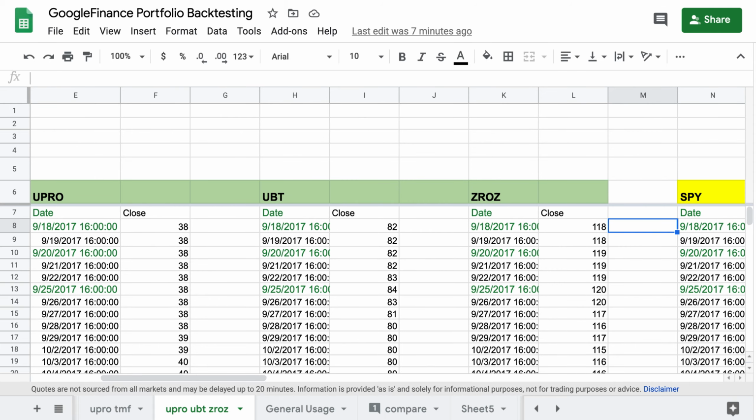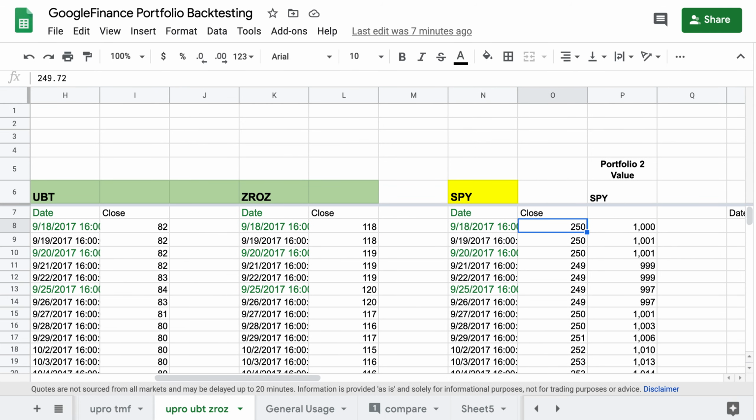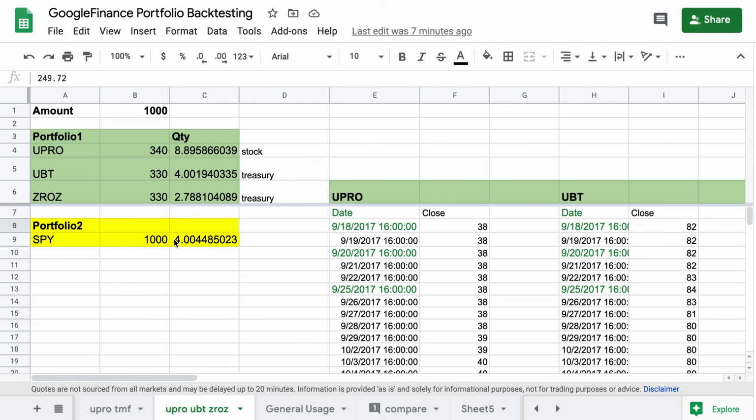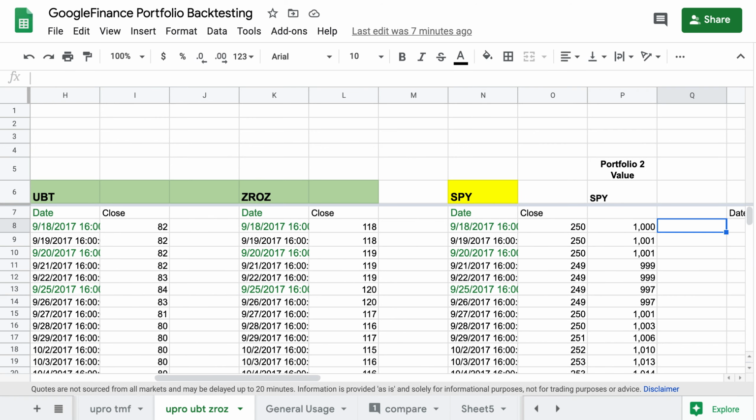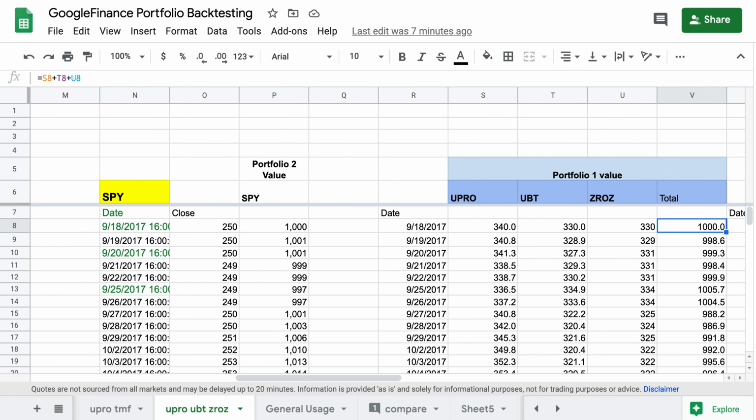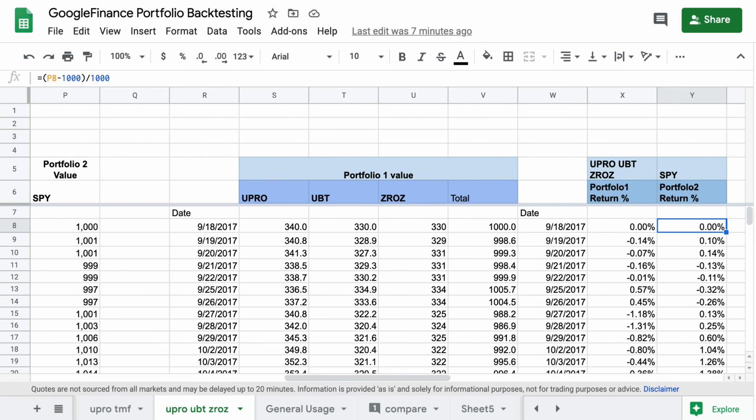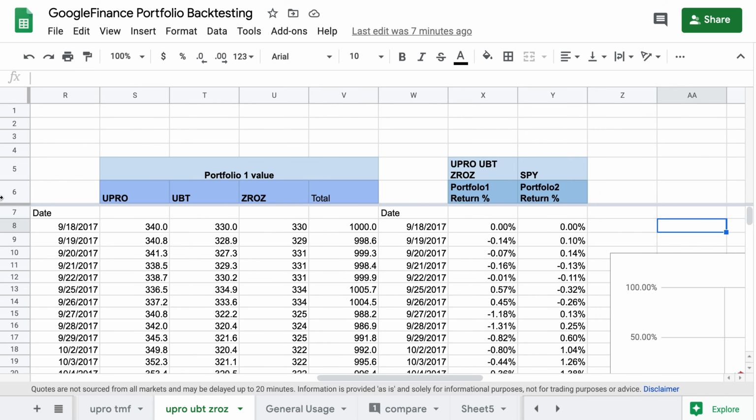All right, same thing for SPY, 250. So very simple, I get roughly 4 stocks of SPY on this date, 18th September 2017. Now here is where you calculate value, and next you calculate percentage return.